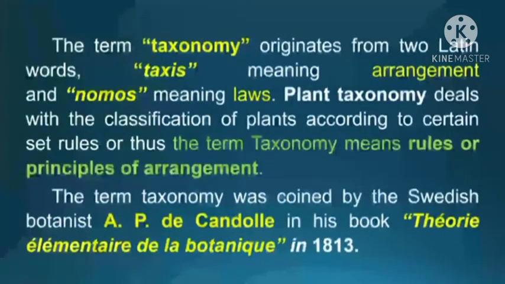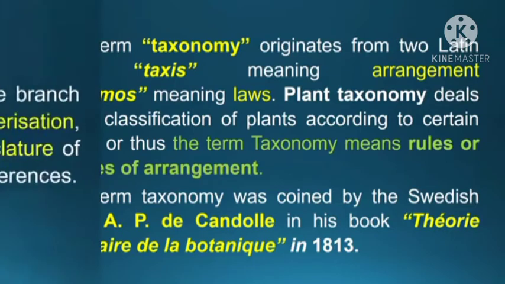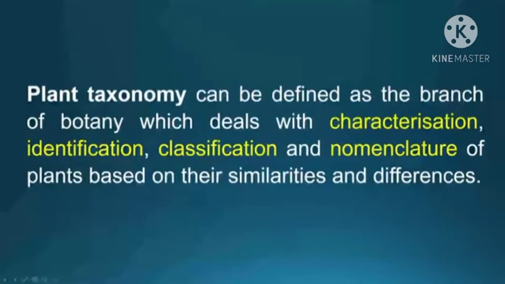Now, the term taxonomy was coined by the Swedish botanist A.P. de Candolle in his book Theorie Elementaire de la Botanique in 1813. It is very important. And next, go through the definition. Plant taxonomy can be defined as the branch of botany which deals with characterization, identification, classification, and nomenclature of plants based on their similarities and differences.